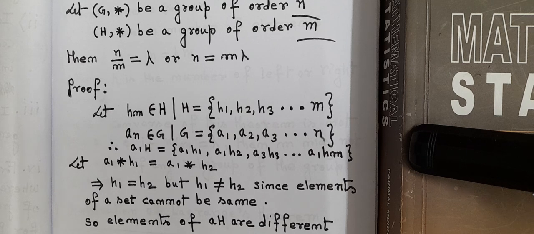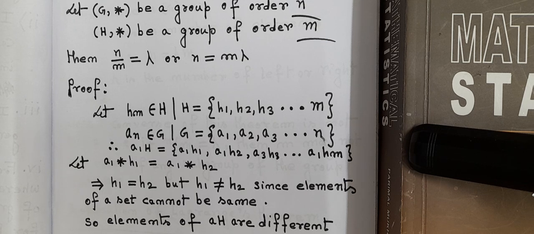Now prove. Let h1 to hm belong to H such that H equals {h1, h2, h3, till hm}, and a1 to an belong to G such that G equals {a1, a2, a3, till an}. Then a1H equals, what will be a1H? This is the coset. You can say right coset or left coset. When you multiply from the right side, it is called a right coset. When you multiply from the left side, it is called a left coset. Here we are multiplying a1 to H from the right side.